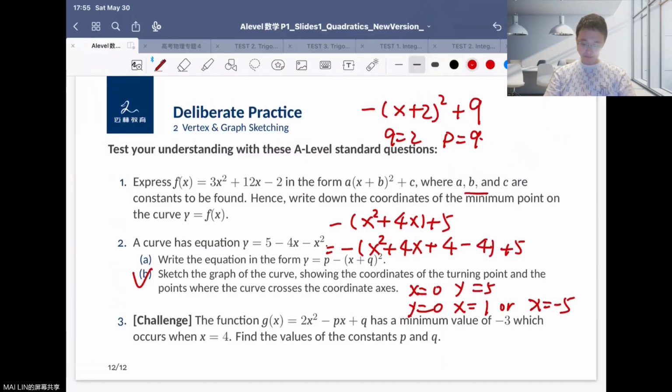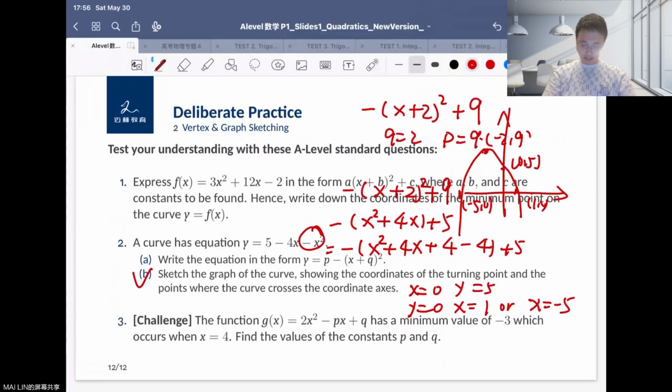So we can try to draw the graph. First, the vertex: we have negative x plus 2 squared plus 9, right? So the vertex is negative 2, 9, right? And then it is an N shape because a is a negative value, and it passes through 0, 5, right? And then passes through 1 and negative 5. So after you draw it this way, this is negative 5, 0, this is 1, 0, 0, 5, and negative 2, 9, right? Okay, so we can draw the whole graph right here.